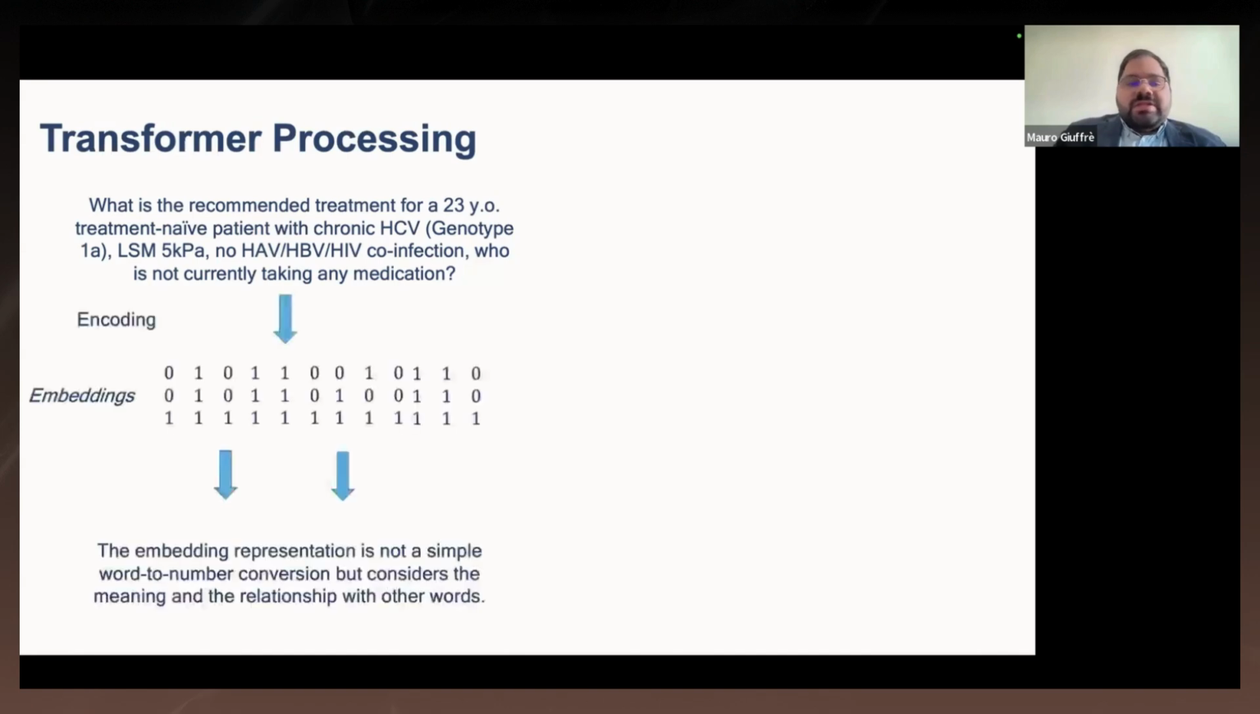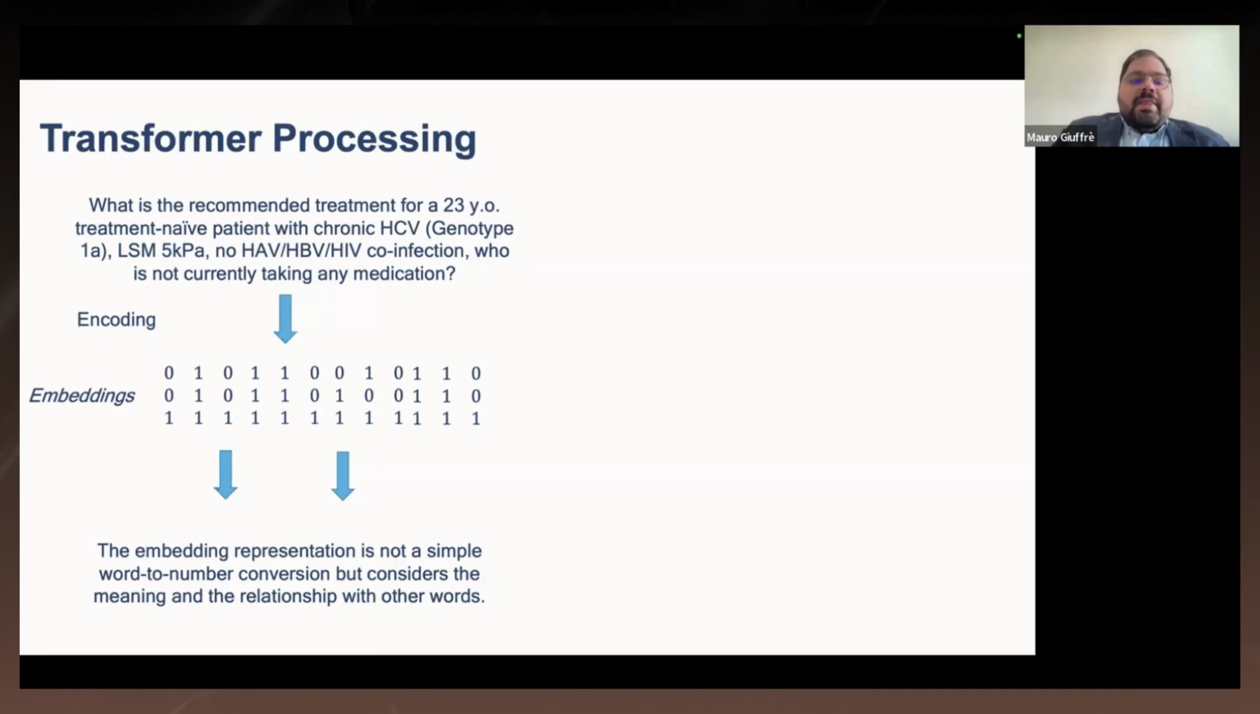What happens in the transformer is that the text is encoded into what we call embeddings. So it is just converted into vectors, and these vectors are a representation of our language. The most important thing is that this is not just a word-to-number conversion, but it takes into consideration the meaning and the relationship between words. So if I'm talking, for example, about the bank where I go and get money, it would be a different vector compared to the bank of the river.